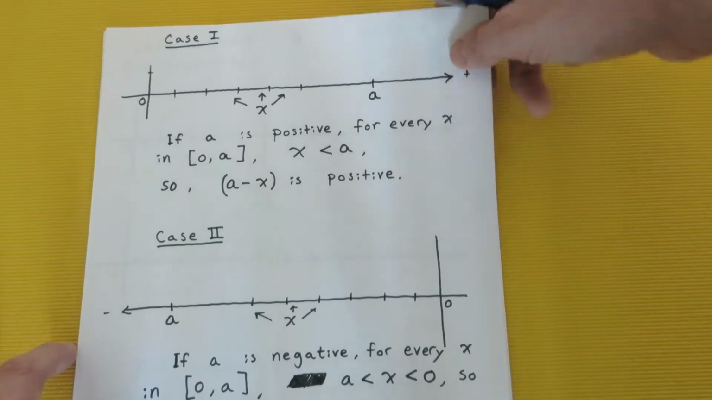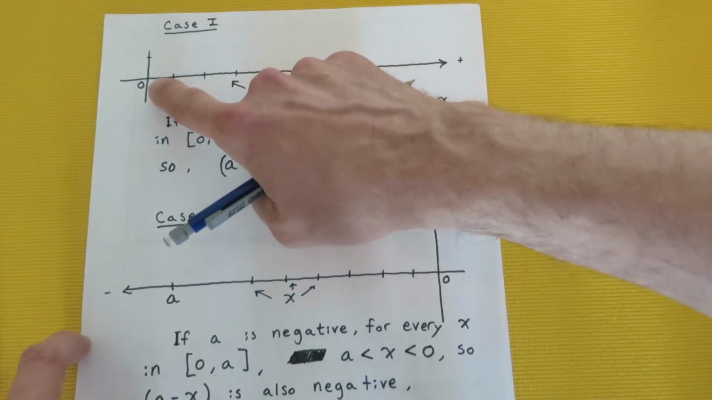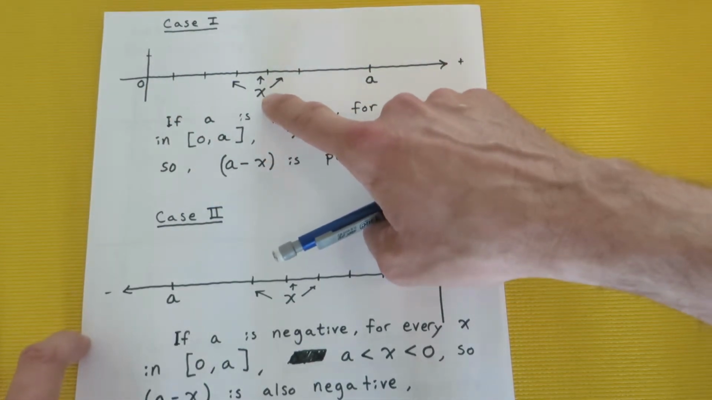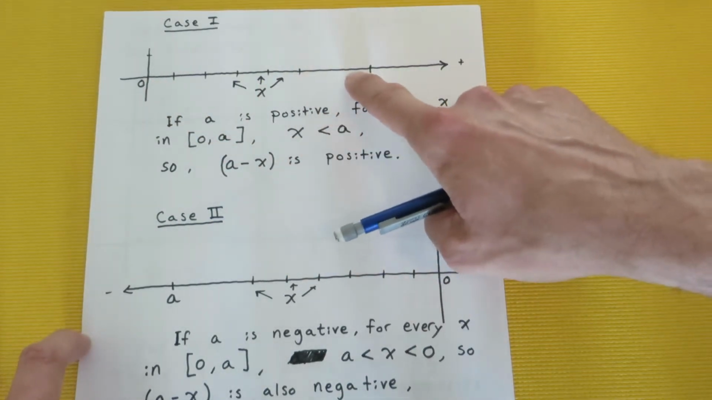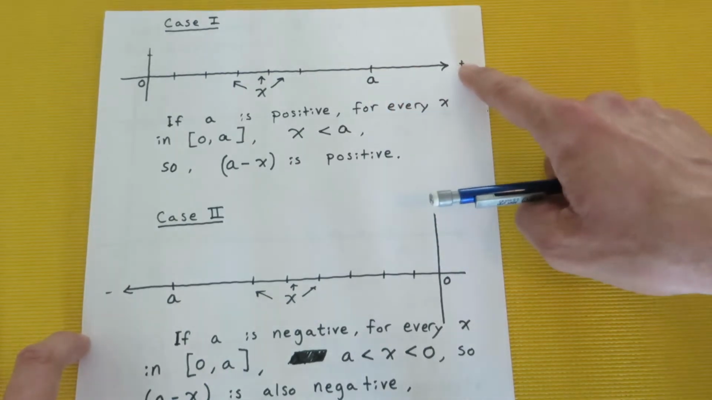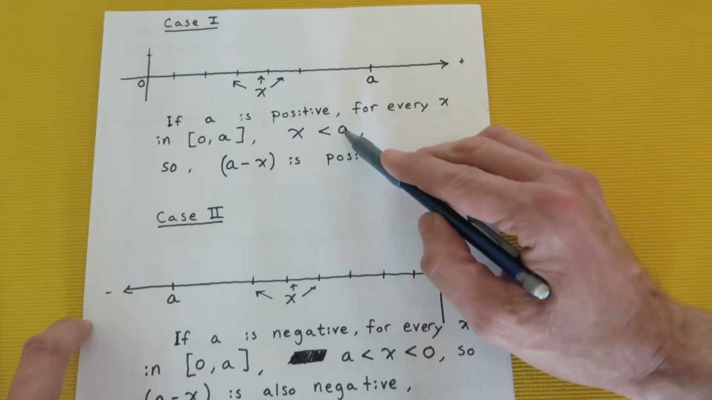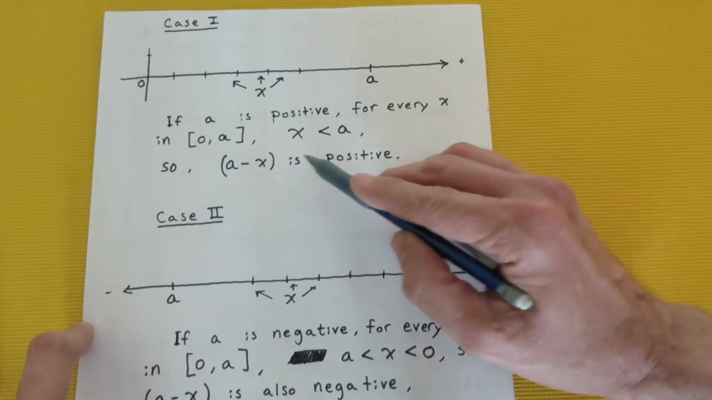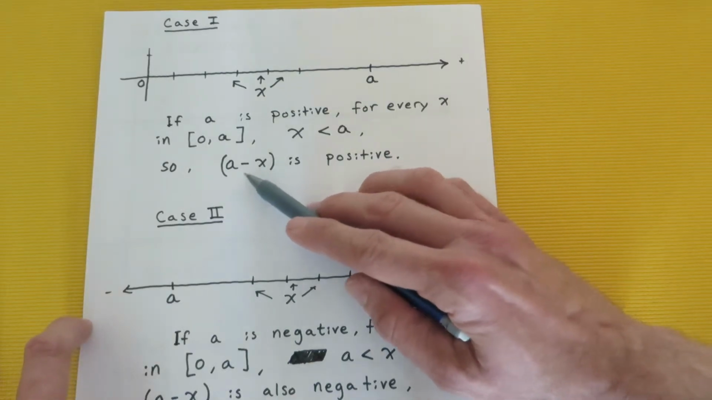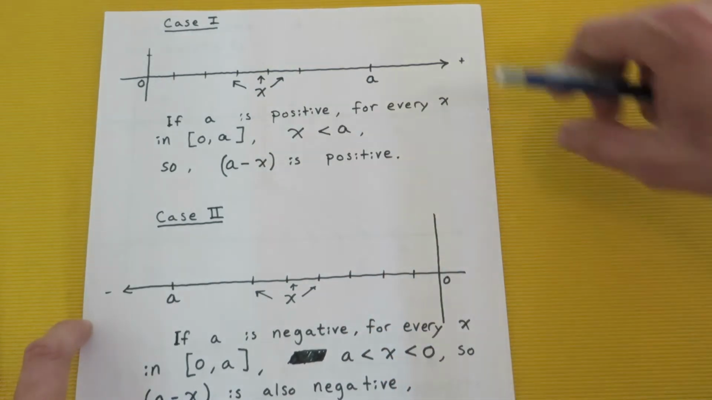Alright, the first case of this is when a is positive. If you just imagine here we have a number line, it goes all the way from 0 to a. X is going to fall along this interval just by definition. So x is going to be anywhere in here between 0 and a. We're moving in the positive direction. So x is always going to be smaller than a. So anytime you subtract x from a, it's still going to be positive because there's never going to be an x that's large enough to overtake a and make a minus x negative.